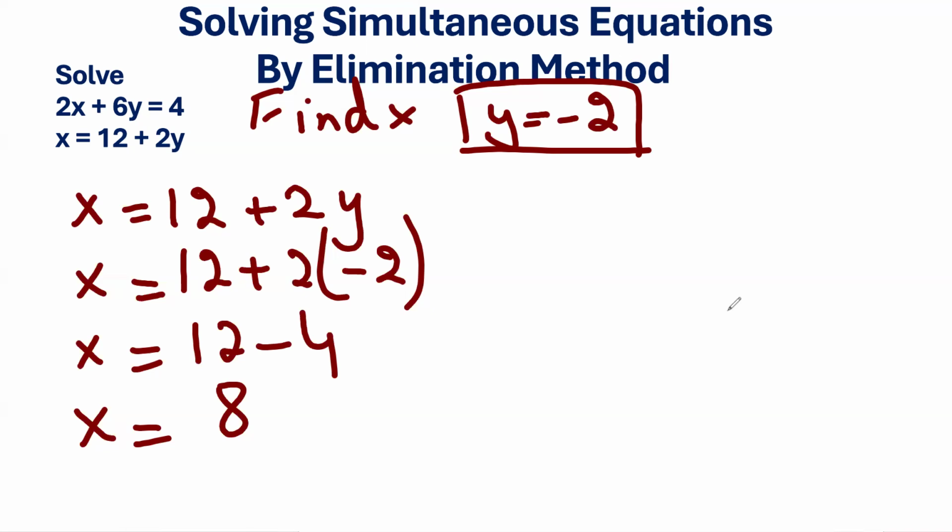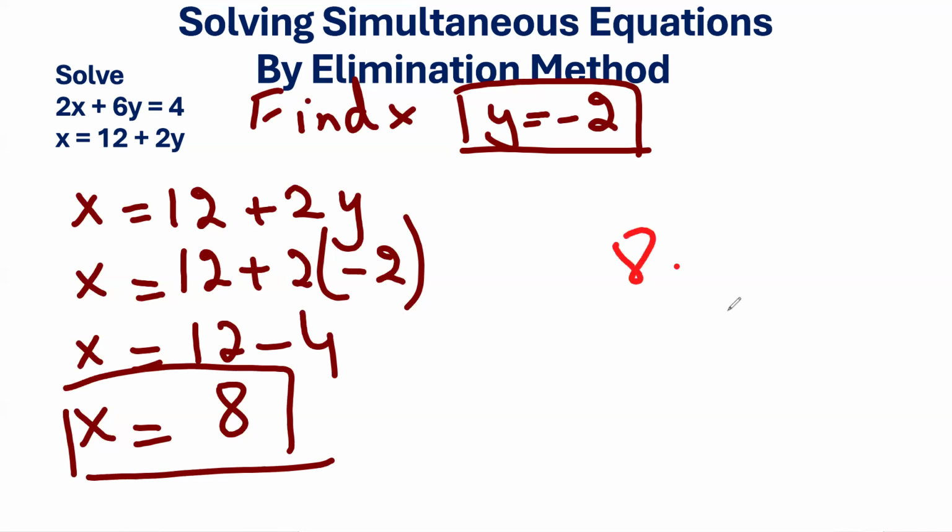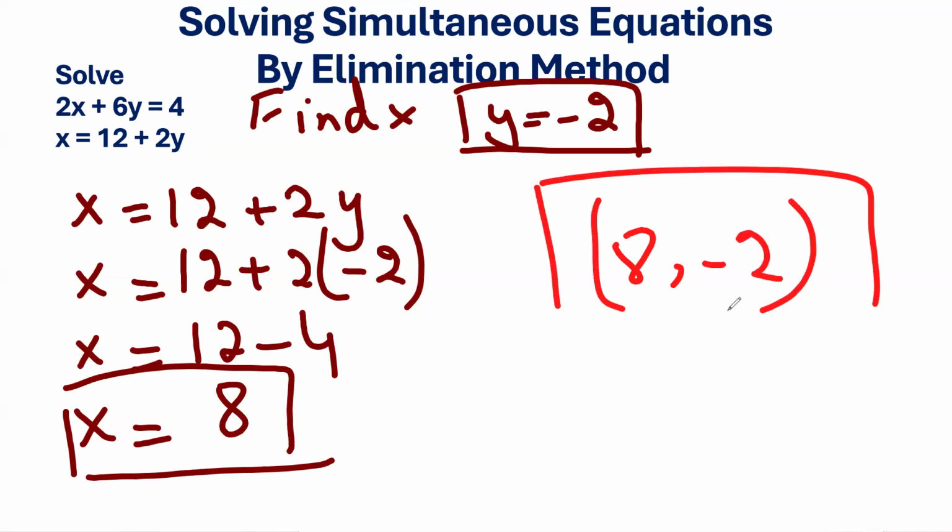So the solution set is 8, comma, -2. This is the answer. So the last step is left. It is verification. We will substitute 8, comma, -2 in equation number 1, or equation number 2 also you can use it, but we are using equation number 1 now.